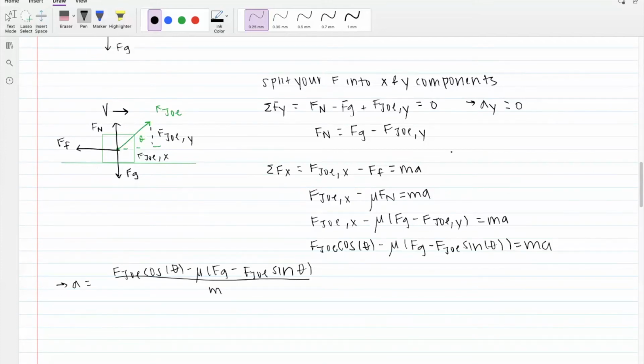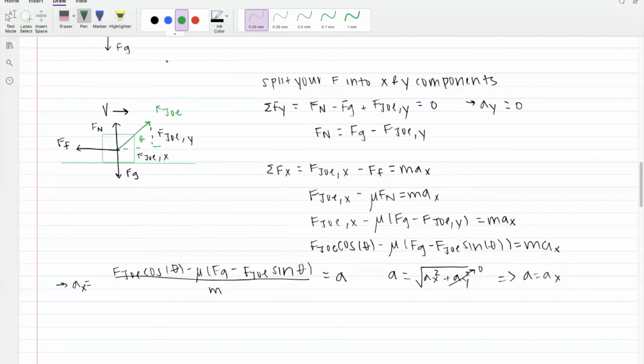And one thing I forgot to put on here is acceleration in the x direction. However, since the acceleration in the y direction is equal to 0, this will also equal the net acceleration of the block, because Pythagorean's theorem is as such. If this goes to 0, that means a is equal to the acceleration in the x direction.